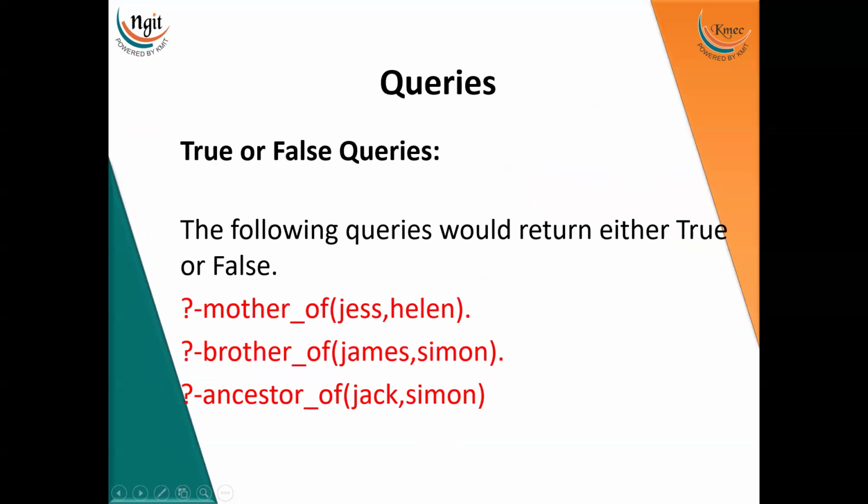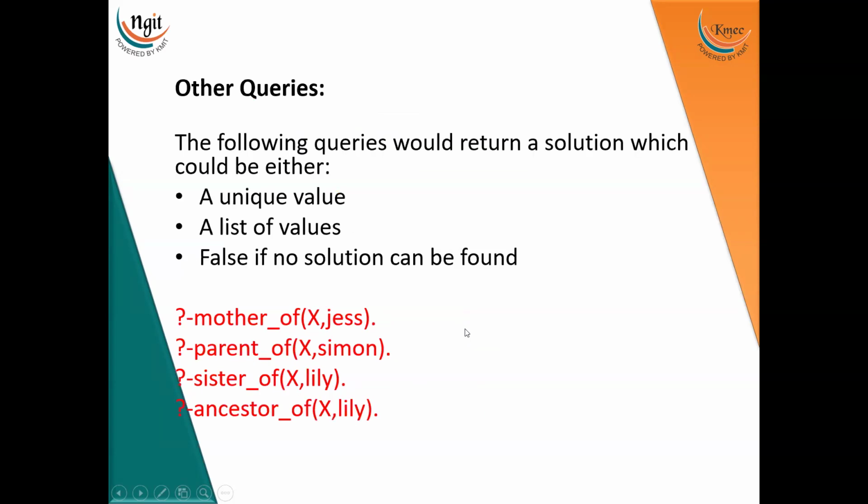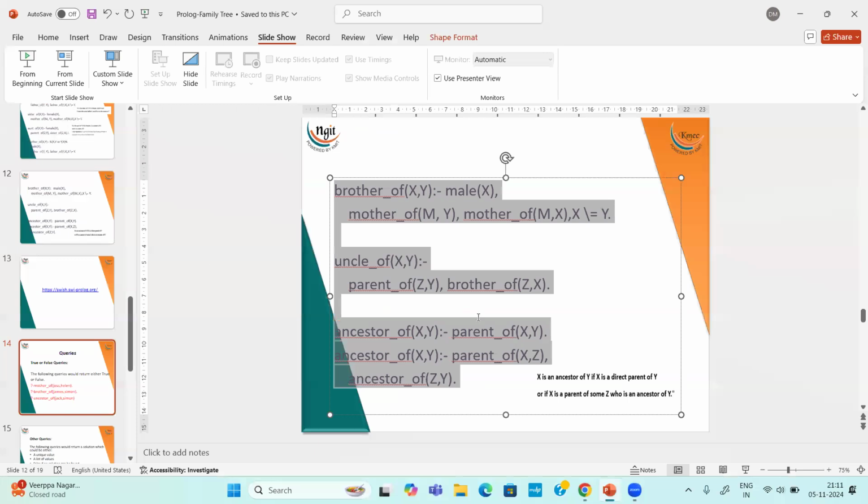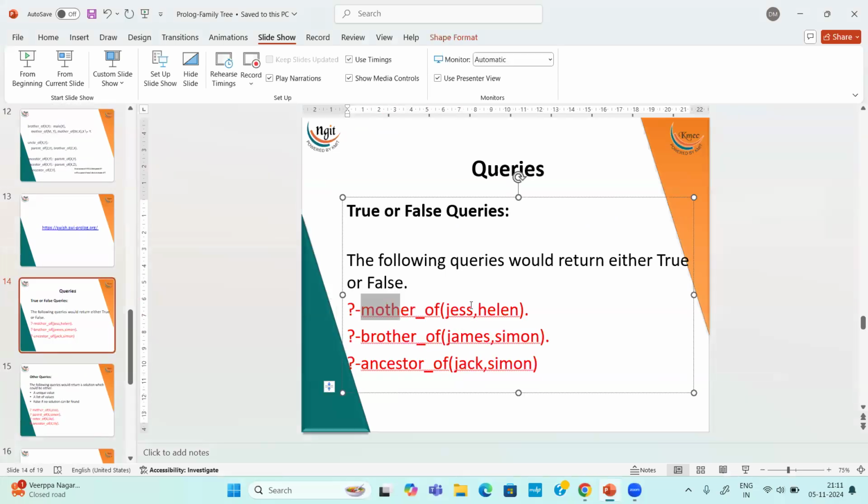See, there are different types of queries. If you pose a query like "Jessie is a mother of Helen", it just gives you a solution, whether it is true or false. Other types of queries return a solution, which could be either a unique value, a list of values, or sometimes false if no solution can be found. Let us execute some of these.